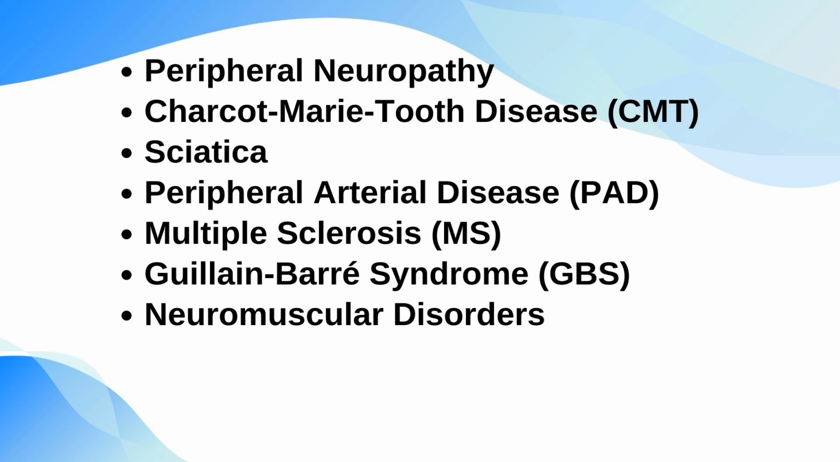Next, we have sciatica. It's a type of radiculopathy that occurs when the sciatic nerve, which runs from the lower back down to the back of each leg, becomes compressed or irritated, and it can cause pain, tingling, and numbness that range from the lower back down to the buttocks, thigh, and legs, affecting the ankles and feet.